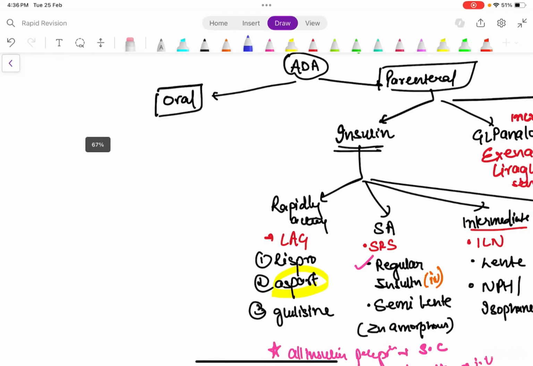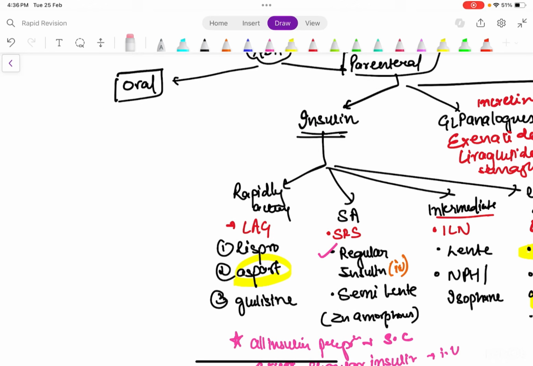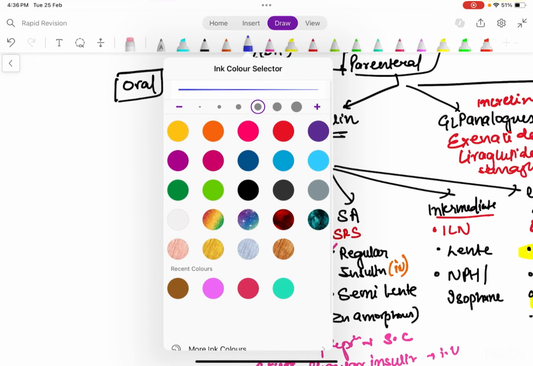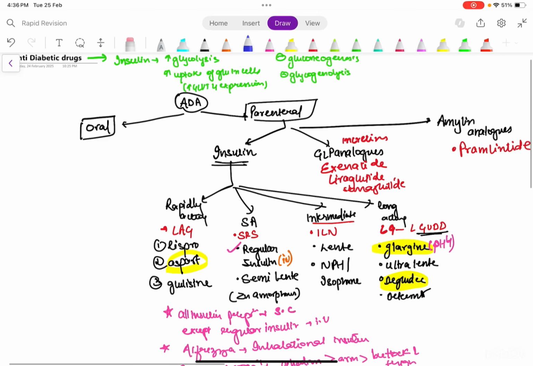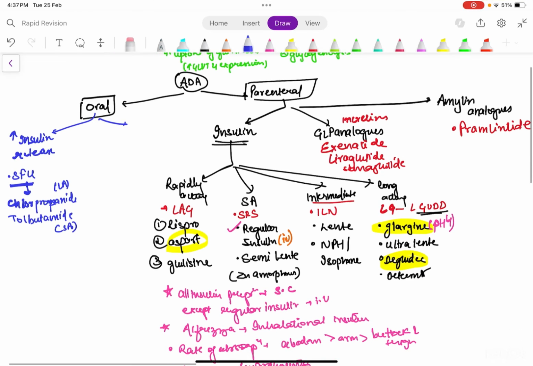Alright, now coming on to the classification of oral. In oral you have to remember two basic things. In oral you will have two types. One is which increases the insulin secretion or release. In this you have sulfonylurea, which has chlorpropamide and tolbutamide. This is short acting, this is long acting.